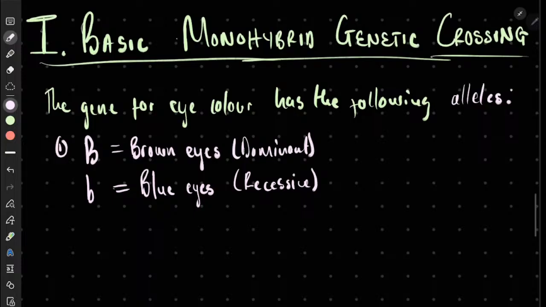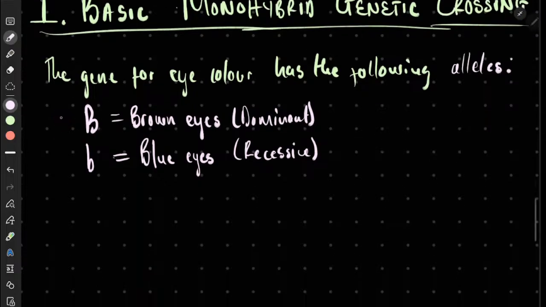Now let's start to do the crossing. Have you seen the alleles for eye color? Big B is what? Brown eyes, the dominant allele. Are we together? All right. Then small b is the allele for blue eyes, right?